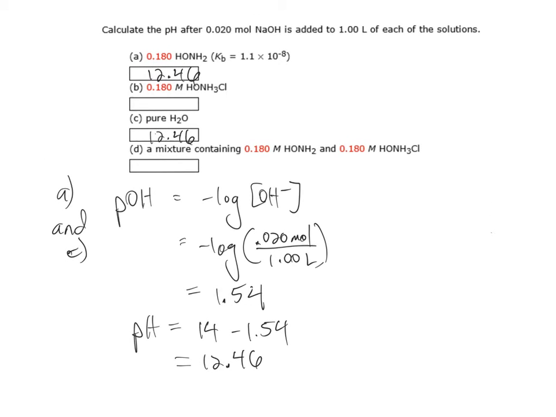In part B, we're adding a strong base to a solution that has an acidic salt in it. And the reason I know it's an acidic salt is because the positive ion is the conjugate acid of a weak species.